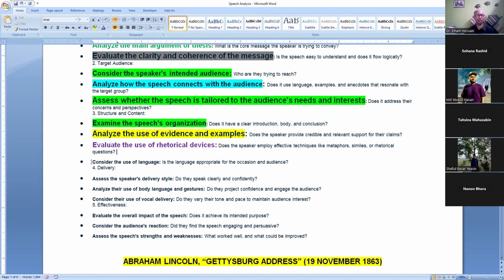Now come to the next one. Consider the use of language. Language is your memory bank. You are your language. Remember, the way you speak is the manifestation of your personality. The way you speak is the manifestation of your person. A good man speaks good language. A bad man speaks bad language. It is true. Your language is the manifestation of your person.